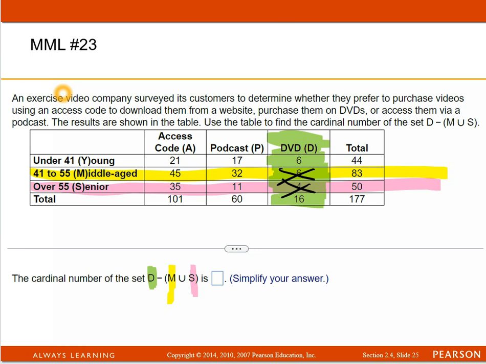So from the green column, take out middle-aged, which is the 6, senior, which is the 4. You're left with 6 here and 16 there. And 6 plus 16 is 22.